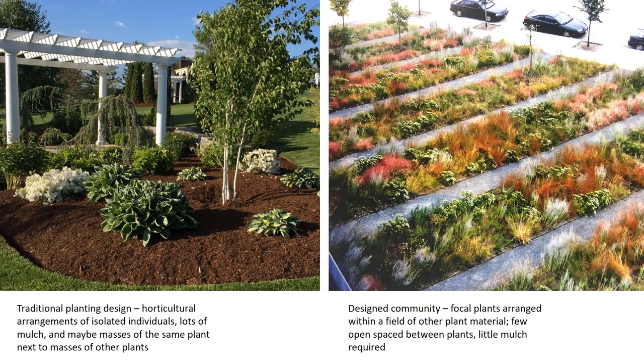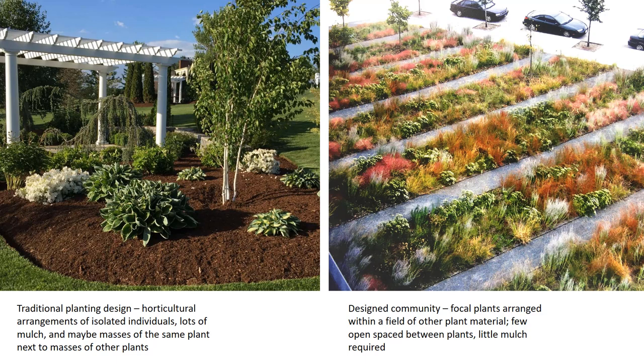So let's explore this in a little more detail. On the left, we have traditional planting design, what might be considered a horticultural arrangement of isolated individuals. You can see lots of mulch here. And maybe the massings are of the same plant or similar plants, different cultivars, but they're all kind of placed individually in the landscape. They're all standing alone as if they're their own furniture in a room or sculpture on display.